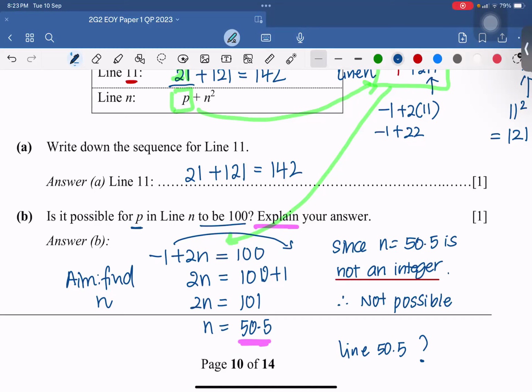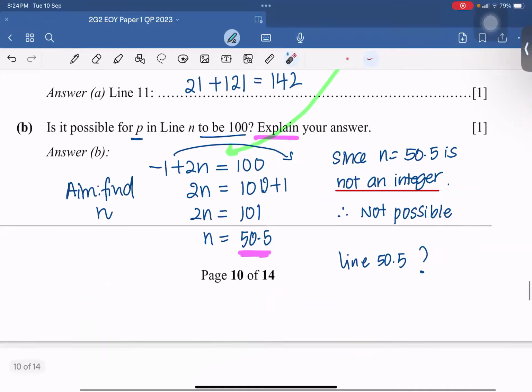Although the question is only 1 mark, yes, you find the answer here is good, but you must give the not an integer explanation for it to be complete. Is that okay? Okay, if you're okay, then maybe I continue to the next question already, okay?